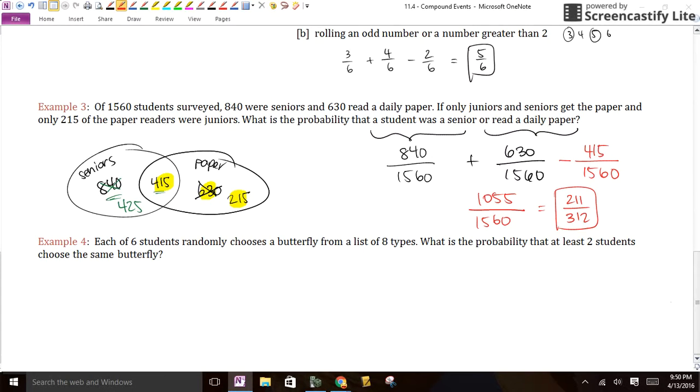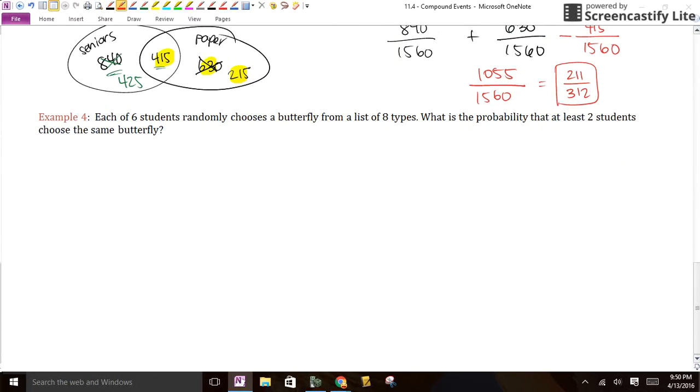All right, last one. Let's talk about this. You have these kids that are doing a report on butterflies, and there's 8 different types of butterflies. What's the probability that 2 kids pick the same? At least 2. So that means 2 kids could pick the same, or 3 kids could pick the same, or 4 kids, or 5 kids. Oh my gosh, we have to do so many probabilities and add them together. That's pretty tough. I wonder if there's a better way. And oh wait, there probably is, right?